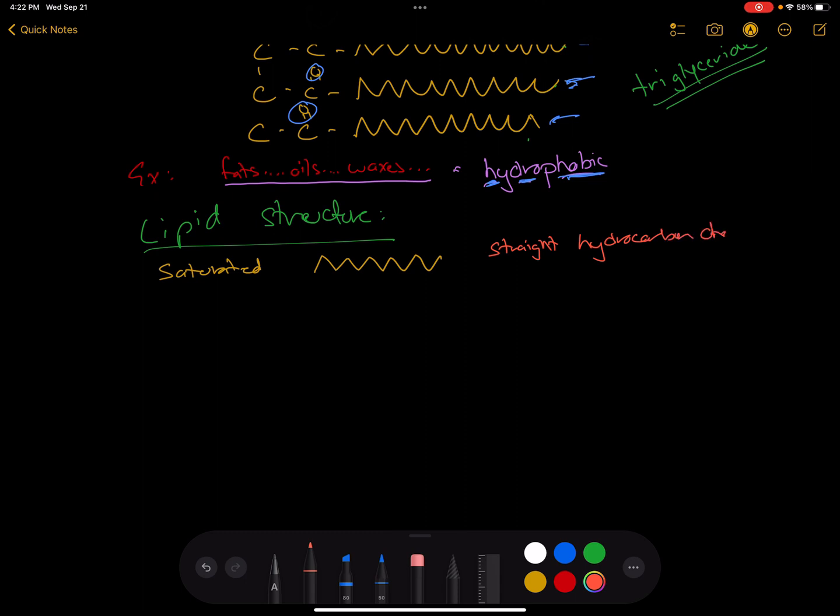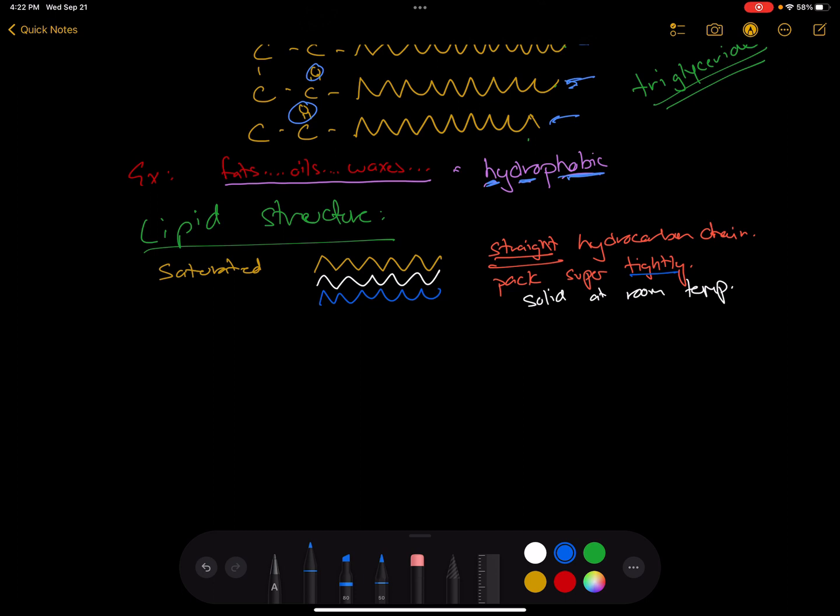hydrocarbon chain. Because they're straight, that means they can pack super tightly. And if they can pack super tightly, this means they are solid at room temperature. Because if I have a bunch of these saturated things, just like this, then they can pack super tight, and that makes it solid.